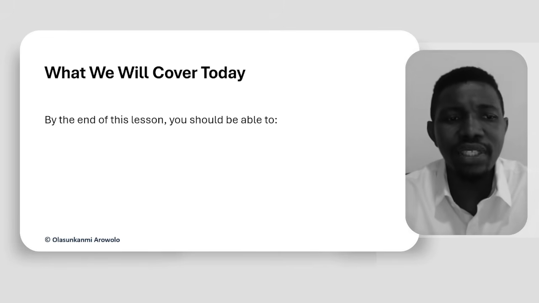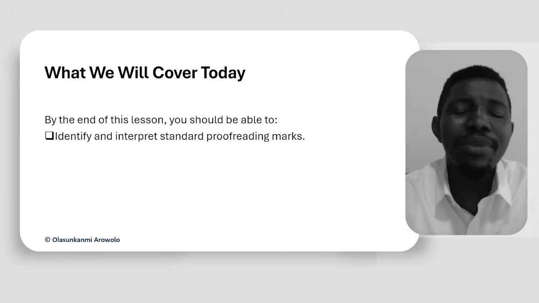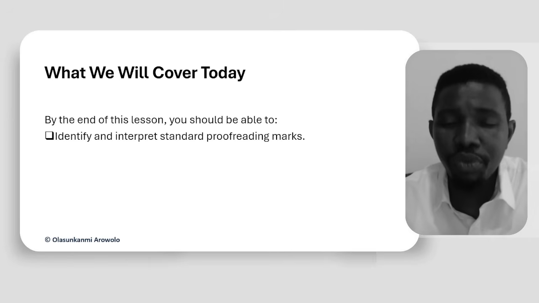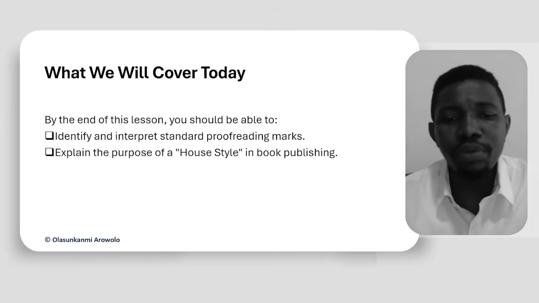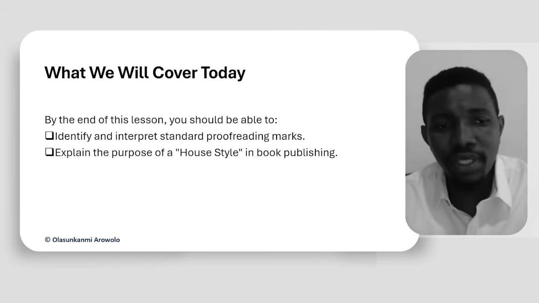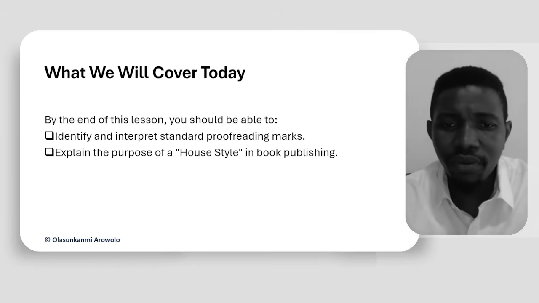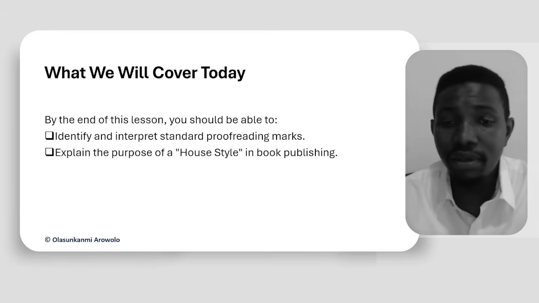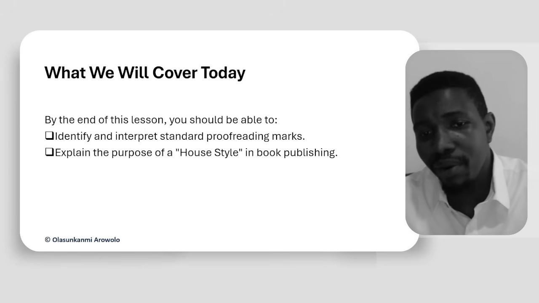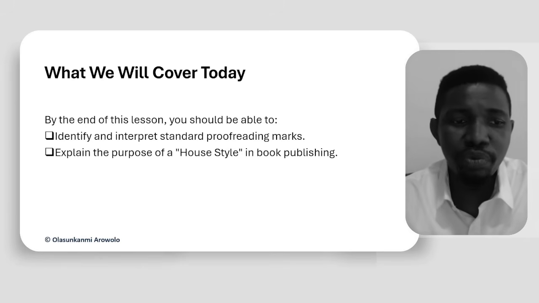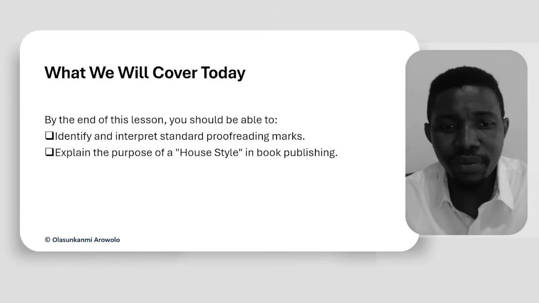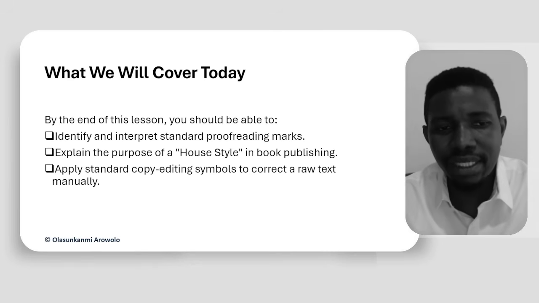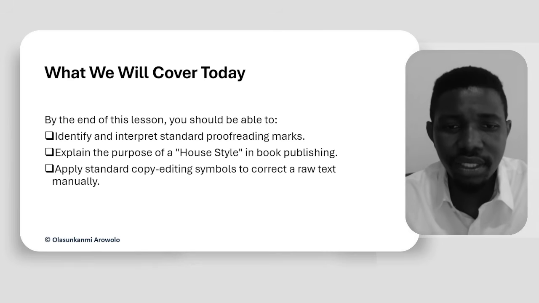What we'll cover today is, at the end of the lesson, you should be able to identify and interpret the standard proofreading marks. You should be able to explain the purpose of house style in book publishing. For example, the use of email and e-mail, the one without a hyphen and the one with a hyphen. You should be able to explain both of them. And then we should be able to apply standard copy editing symbols to correct a raw text manually.